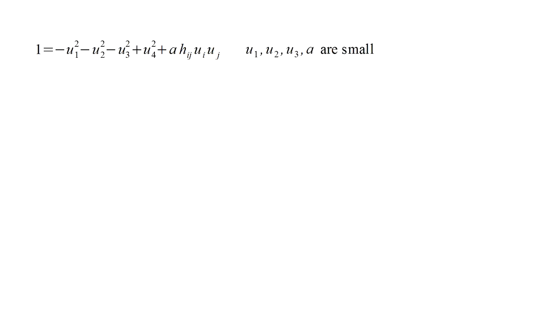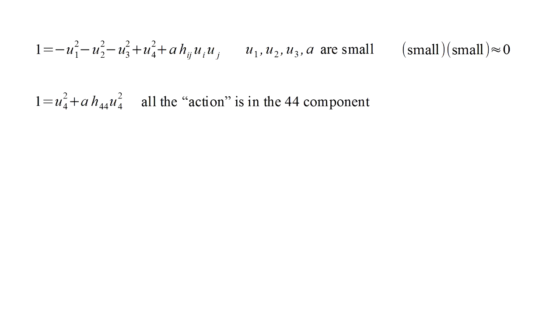Now, u1, u2, u3, and a are all small, and we'll neglect the product of two or more small quantities. So the first three terms on the right side of our equation can be neglected. For the last summation term, a is small, so if i or j is 1, 2, or 3, we'll have the product of small quantities, a times u1, 2, or 3. Therefore, the only non-negligible term will be i equals j equals 4, and we arrive at an equation that only involves u4 and h44.